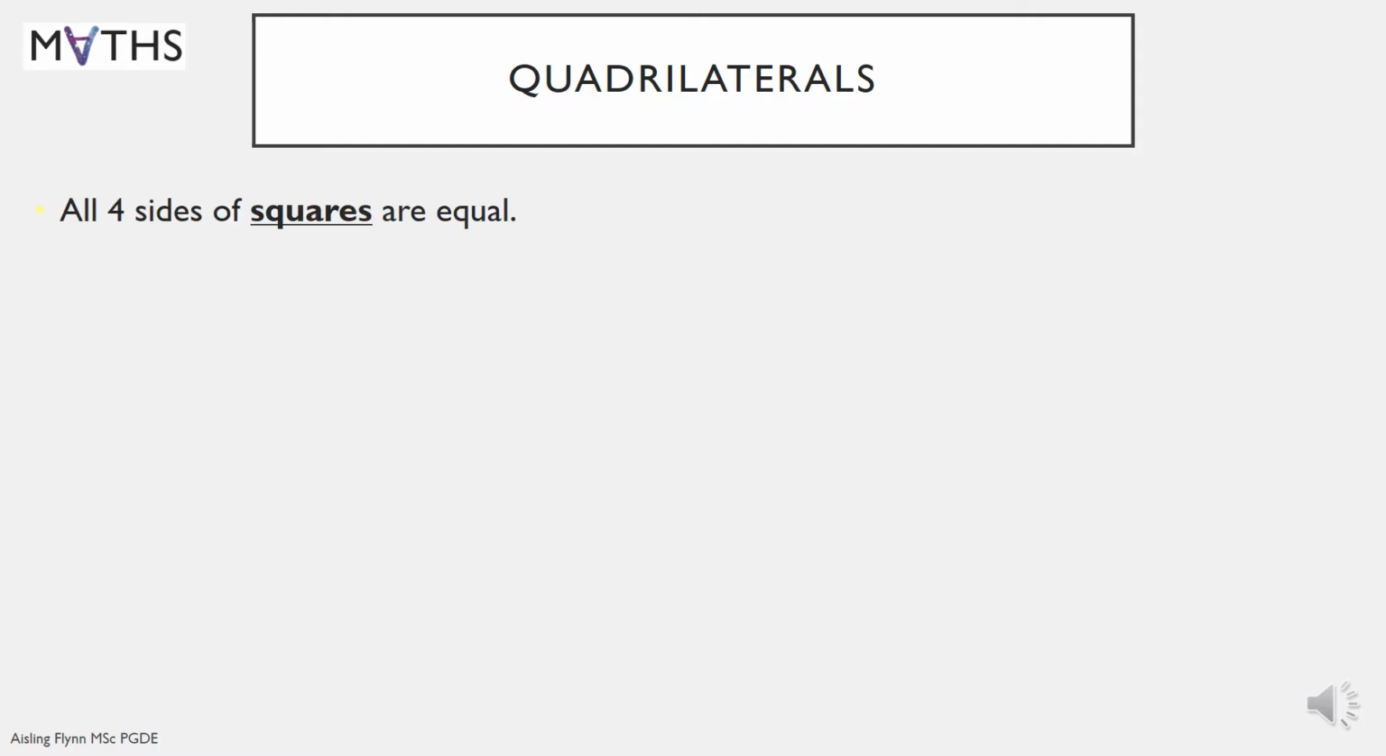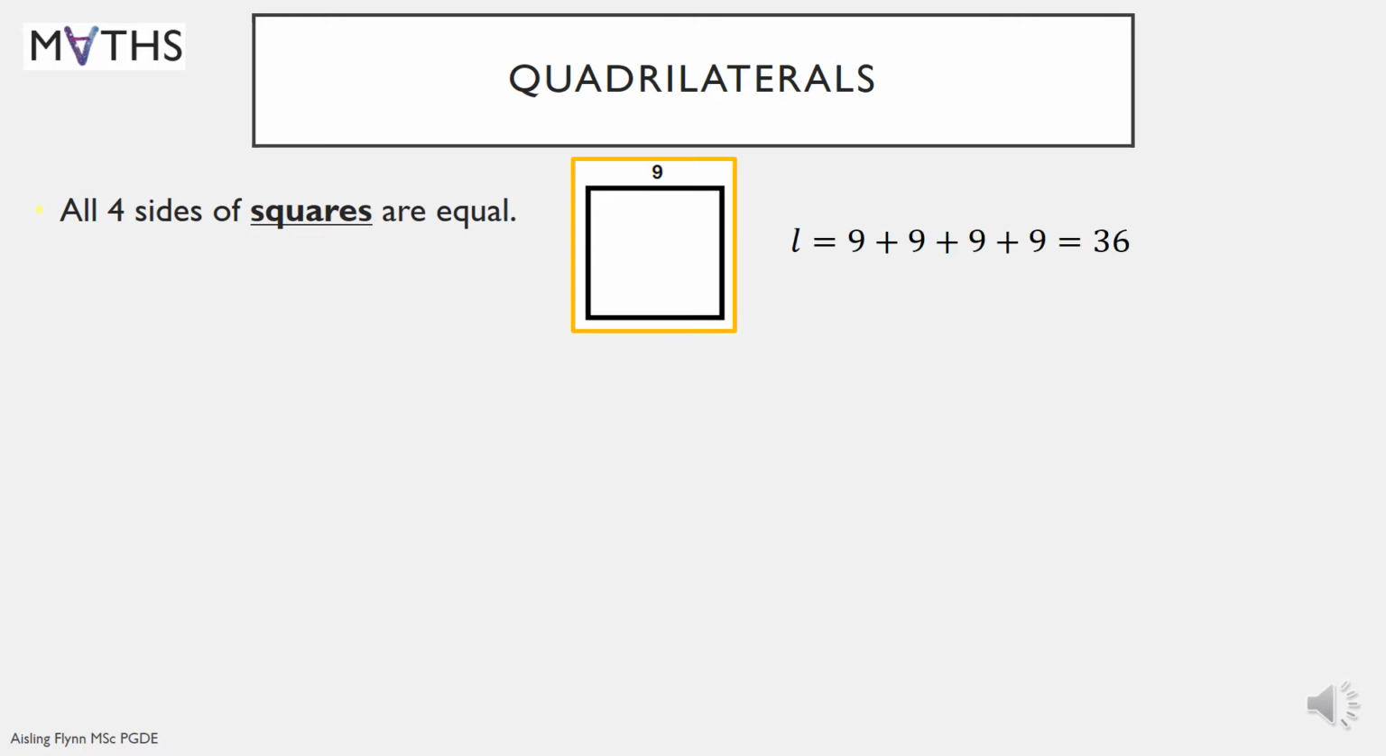Quadrilaterals. Well, quadrilaterals are four-sided shapes such as squares. Points of information: all four sides of a square are equal. So to calculate the perimeter, you just need to know one of those sides. In this case, the sides of this square are 9. So, 4 9s are 36. That gives the perimeter.